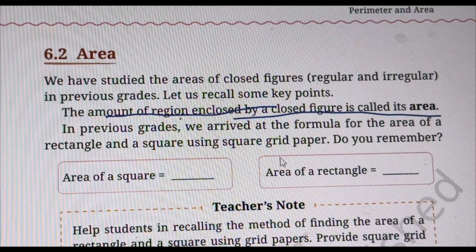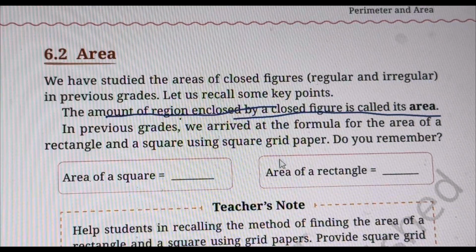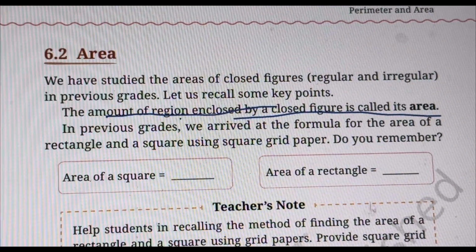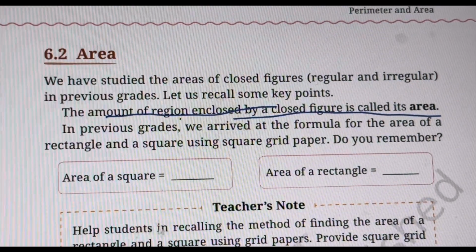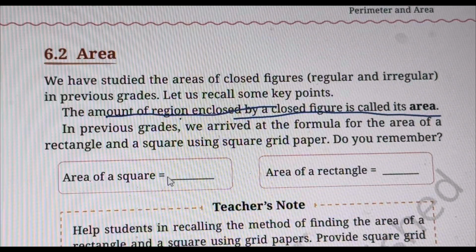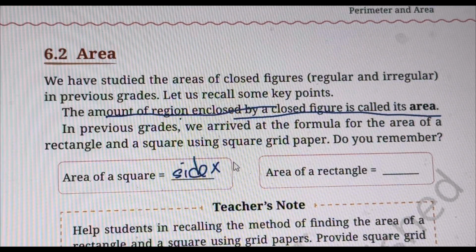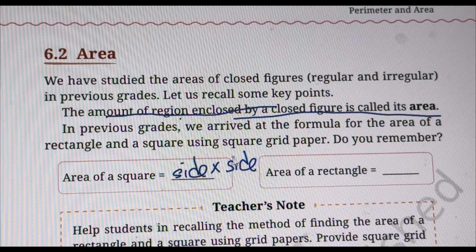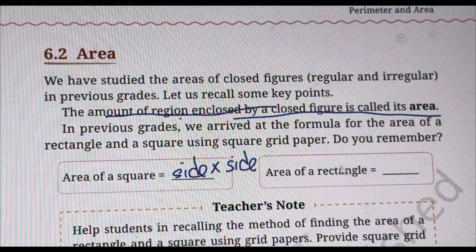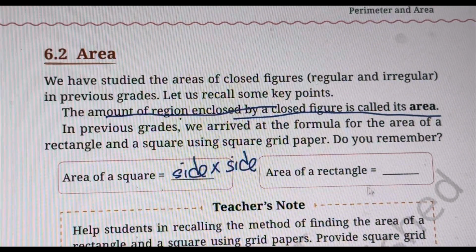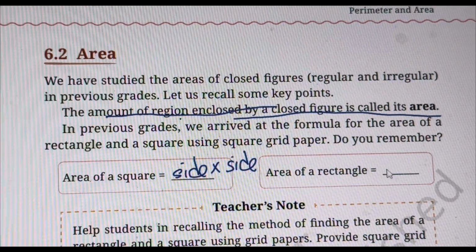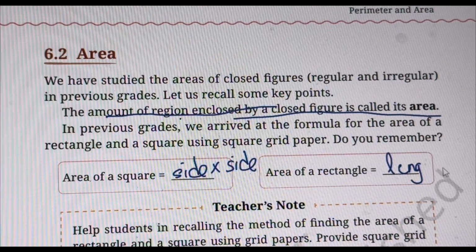Now, we have also learned about the area of rectangle and square, their formulas. So do you remember? If you remember, you can write. The area of a square is, since in a square all sides are equal, side multiplied by side. S into S you can write. Or the area of a rectangle. A rectangle has length and width different. So it will be length into breadth.